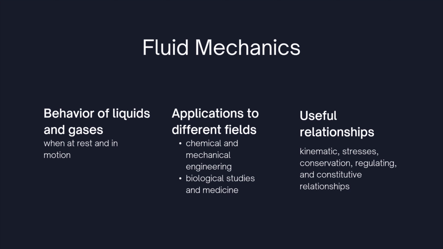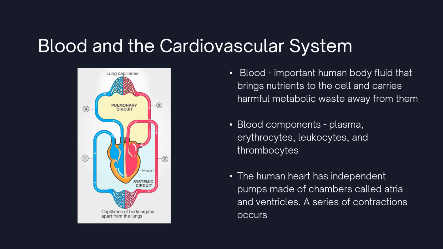One of the concepts under the study of fluids includes hematology and rheology, which study the nature, function, and flow of the blood. The blood is an important human body fluid that brings nutrients to the cell and carries harmful metabolic waste away from them. Its components include plasma, erythrocytes, leukocytes, and thrombocytes. The circulatory system works by the blood being pumped by the heart and being circulated all over the body through arteries and veins. Blood is circulated through a series of contractions with the use of the independent chambers of the human heart called atria and ventricles.